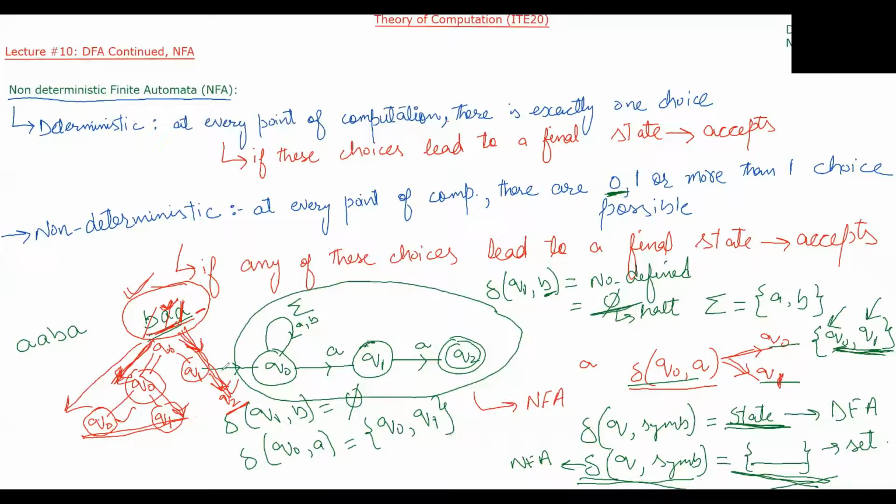Among these paths, one path leads to a final state. Which path? This particular path, Q0, Q1, Q2. And if any of the paths leads to a final state, we say that the automata accepts the string. So this particular automata accepts this particular string, BA. Let me rub this and then we will again explain this.